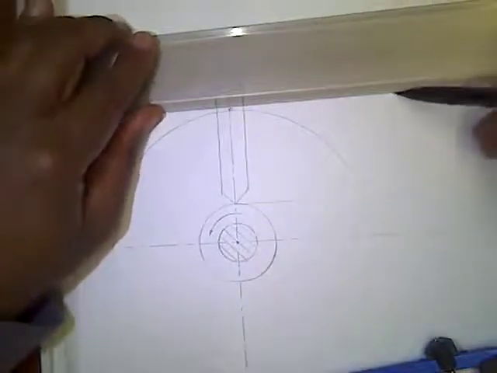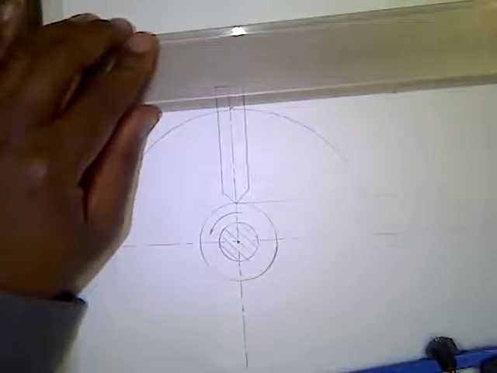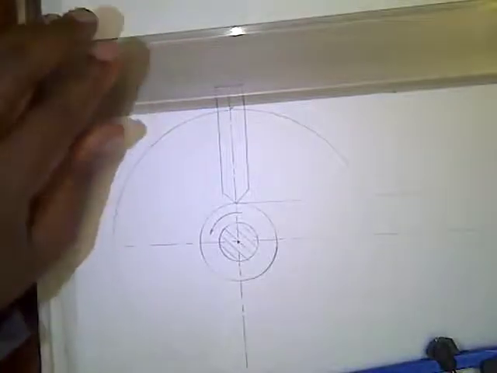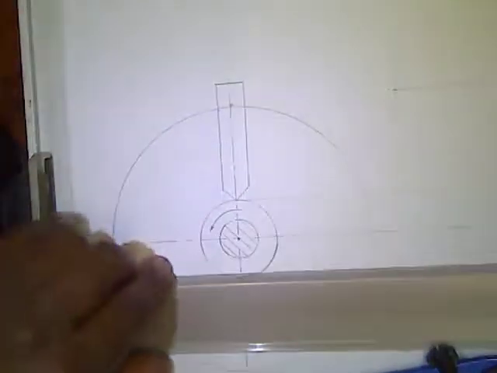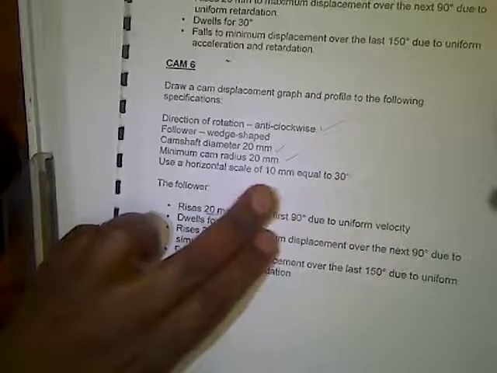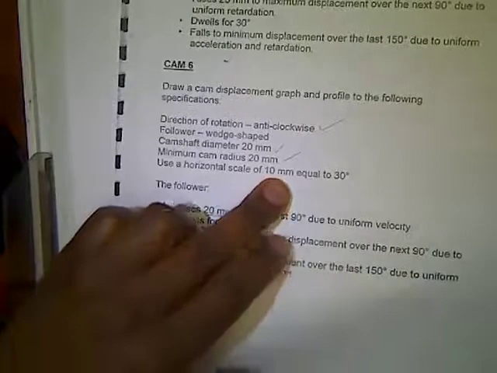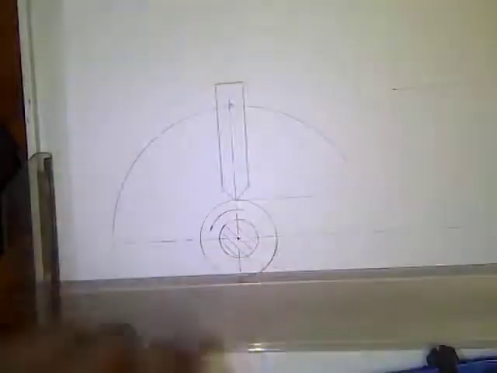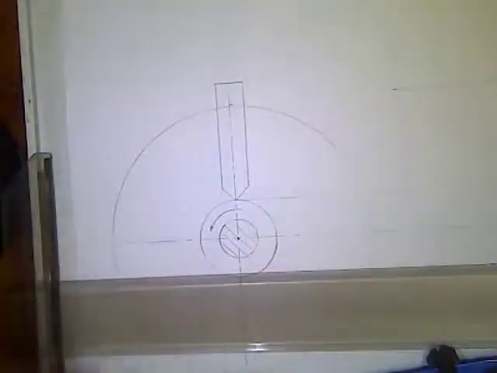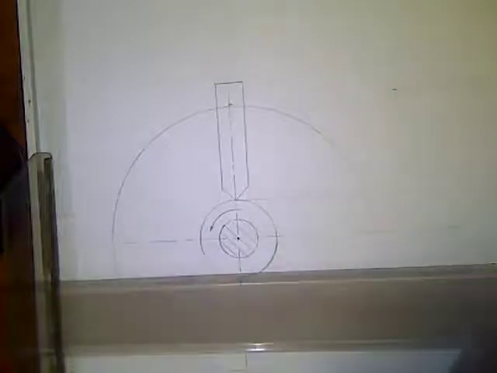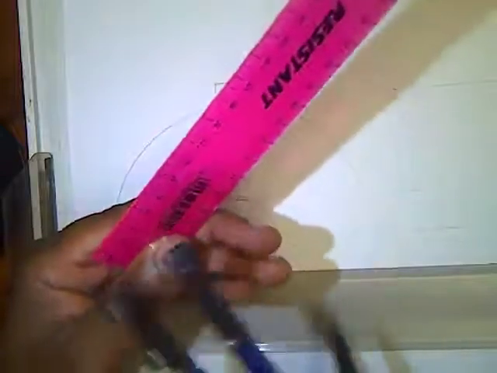Now we will come to the movement. We'll come now to the rotation in degrees. Now they say use a horizontal scale of 10 millimeters equals to 30 degrees. 10 millimeters equals to 30 degrees. So we know that our rotation will be 360. So 10 millimeters is equal to 30 degrees. And now let's do that.